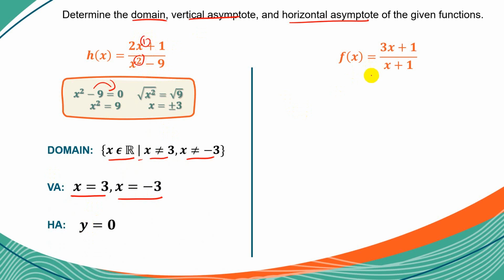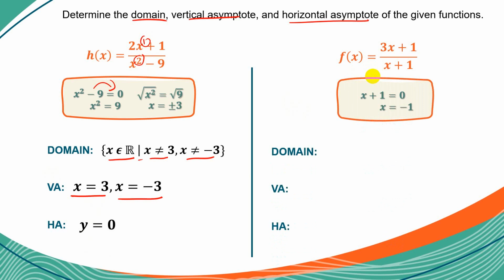Now, for the second one, we have f of x is equal to 3x plus 1 over x plus 1. In this case, x plus 1 is equal to 0. Transpose positive 1, and it becomes negative 1. So the domain of this will be x is an element of real numbers such that x is not equal to negative 1. And the vertical asymptote is the illegal value.